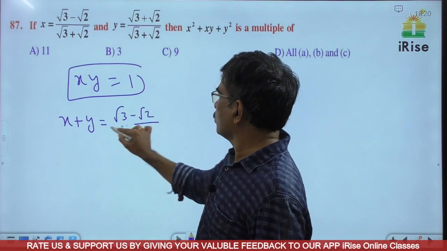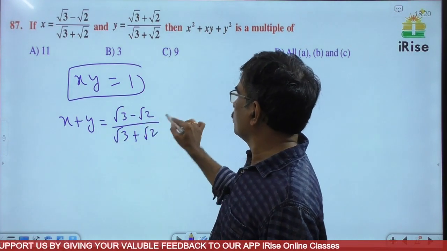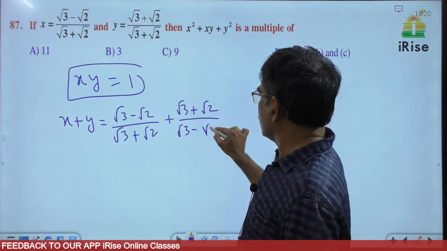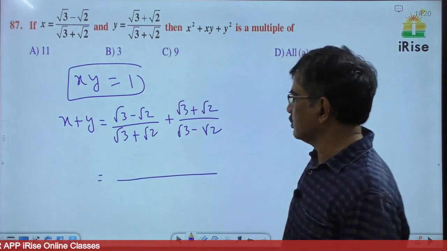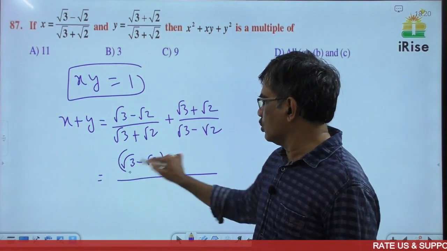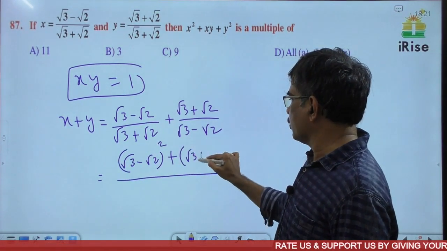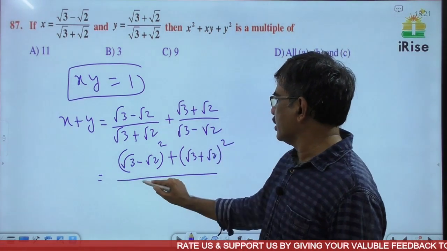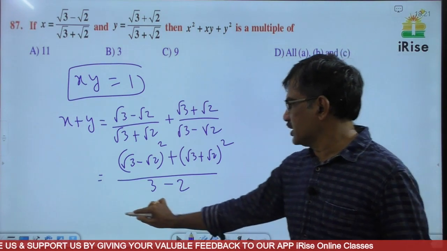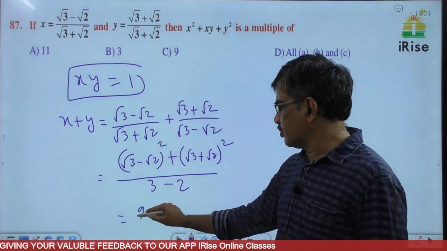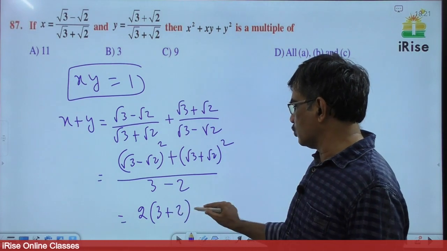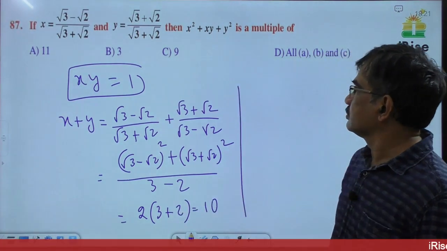Root 3 minus root 2 by root 3 plus root 2, plus root 3 plus root 2 by root 3 minus root 2, is the x plus y value. This is (root 3 minus root 2) whole square plus (root 3 plus root 2) whole square, divided by 3 minus 2. The denominator is 1, which is equal to (a minus b) whole square plus (a plus b) whole square, with a equal to root 3 and b equal to root 2, giving 2 times (a square plus b square). 5 into 2 value is 10.